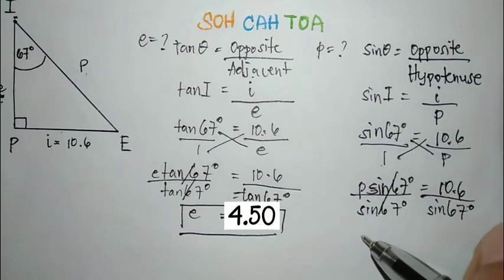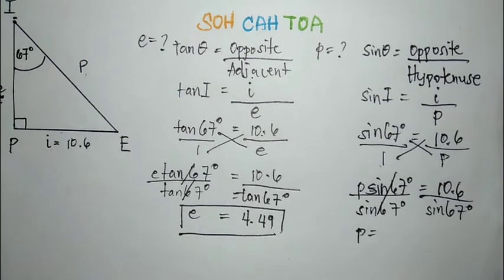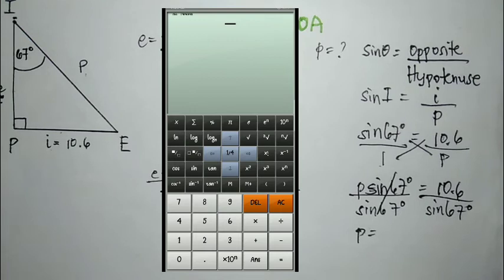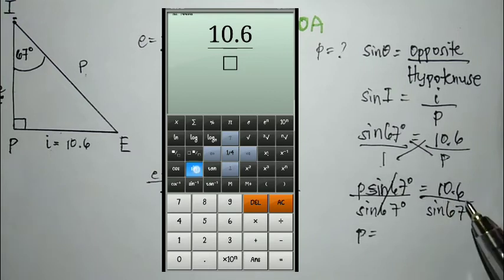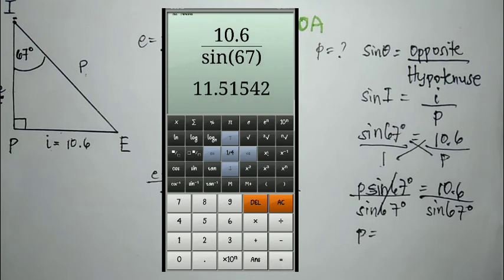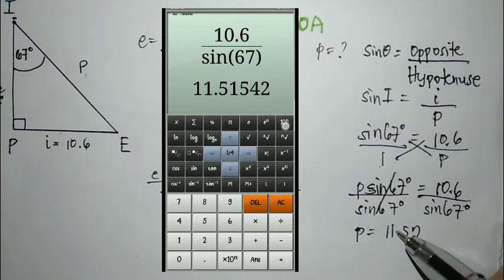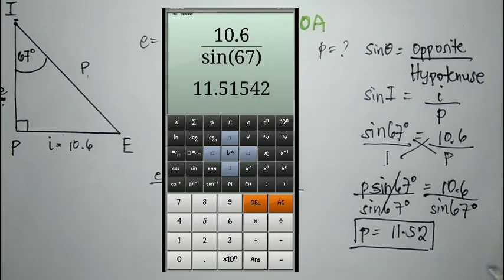So, cancel. And then, P is equal to, okay, ipa-flash ko na lang ulit sa screen kung paano natin na-solve sa scientific calculator. Anyway, pwede nyo siyang i-download sa Play Store. So, we have 10.6 over sin 67 degree. So, dito sa calculator natin is meron na siyang built-in na pang-fraction talaga. Kaya, madali lang siyang gamitin. And, we've come up with the answer as 11.52. So, yan na yung ating P.